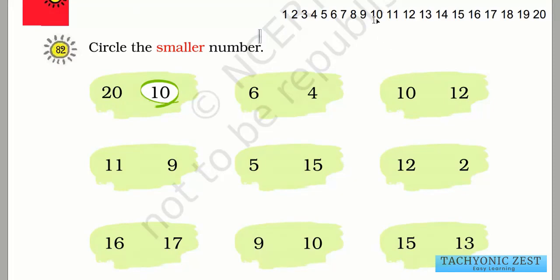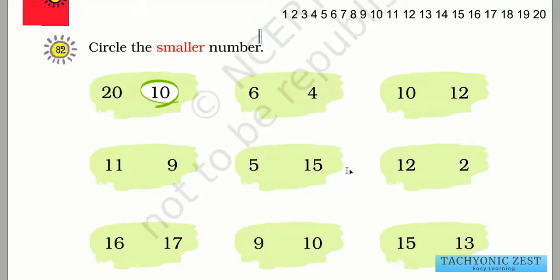We can see 10. Now we have to circle the number that comes before the other number. So 10 comes before 20. We can see 10 is here and 20 is here, so 10 is the smaller number, so 10 is the answer. Now in all these questions we have to circle the smaller number, or the number that comes before.